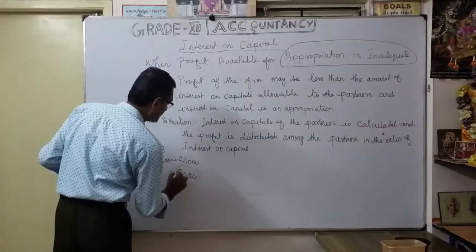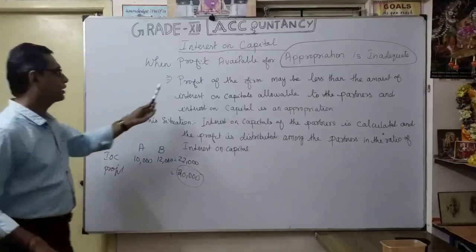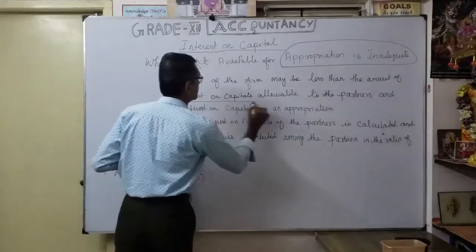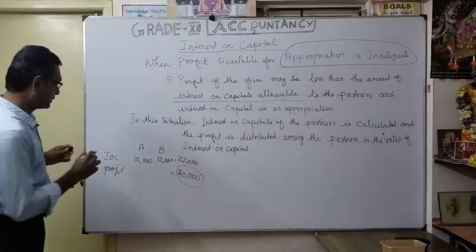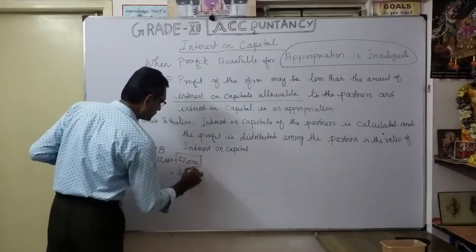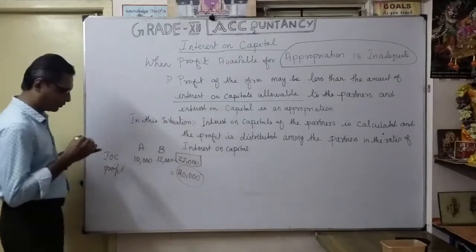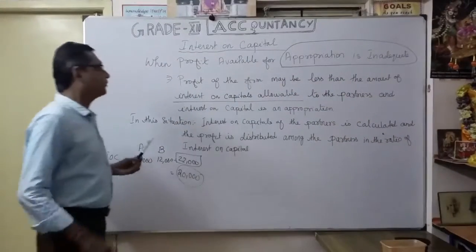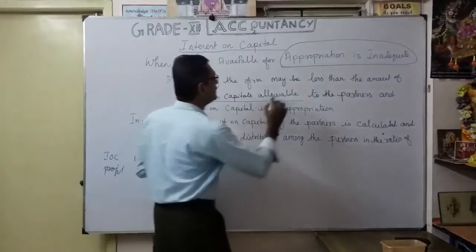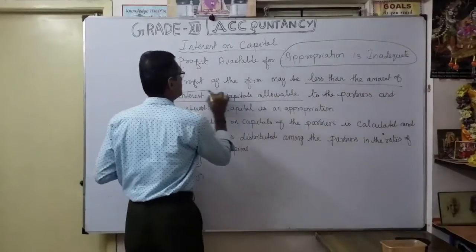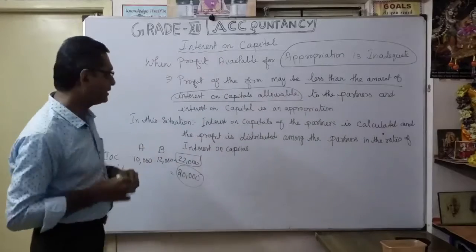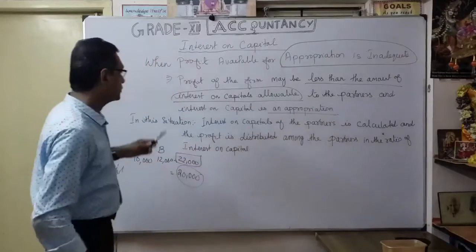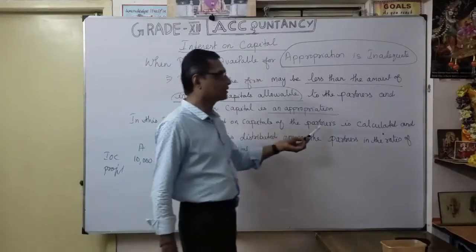In this situation, we are going to calculate. The profit of the firm may be less than the amount of interest on capital allowable to the partners. Here, interest on capital is 22,000 and the profit available is only 20,000. That's why the heading is appropriation is inadequate. Interest on capital is an appropriation. So in this situation, how are we going to calculate?